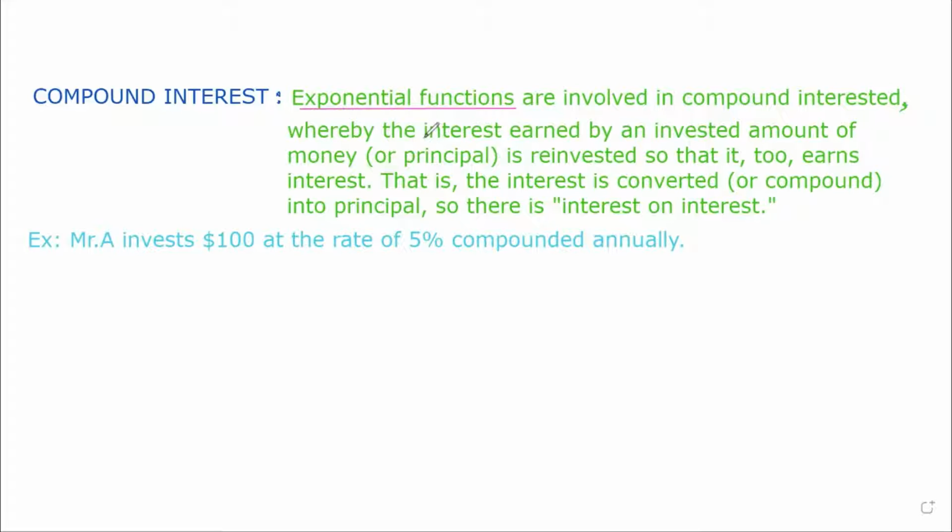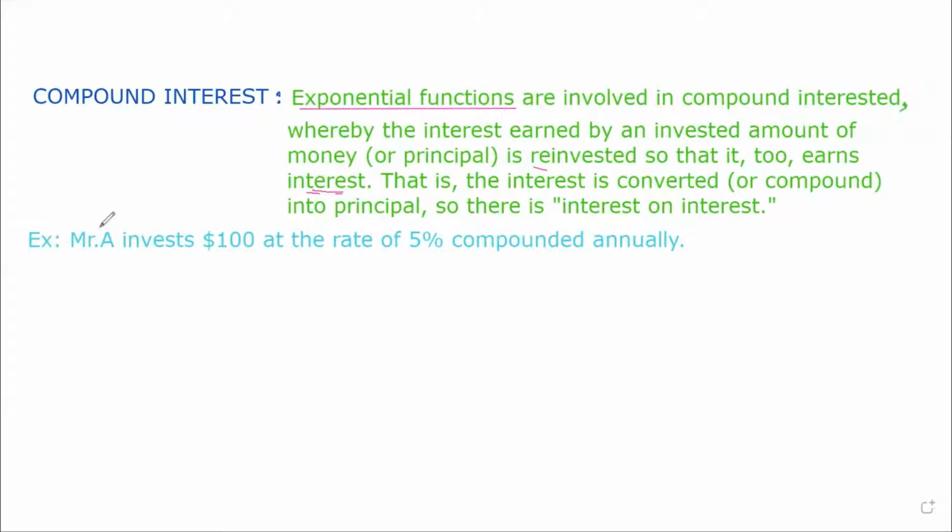So we can say this is the interest earned by an invested amount of money, or sometimes we call it the principal. Principal means the original money you have, and then you bring this money to invest. After you invest or reinvest, you will earn interest, extra money on top of your principal. That interest is compounded into the principal. So that is interest on interest. Compound interest is like this.